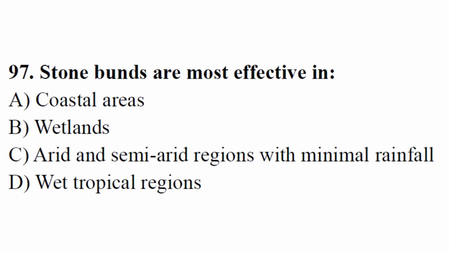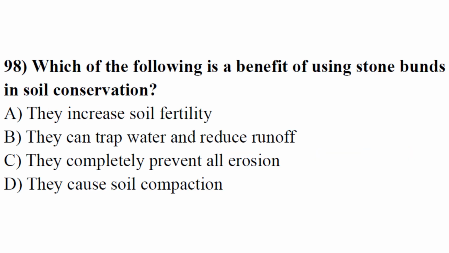97. Stone bunds are most effective in A. Coastal areas. B. Wetlands. C. Arid and semi-arid regions with minimal rainfall. D. Wet tropical regions. Answer: C. Arid and semi-arid regions with minimal rainfall.